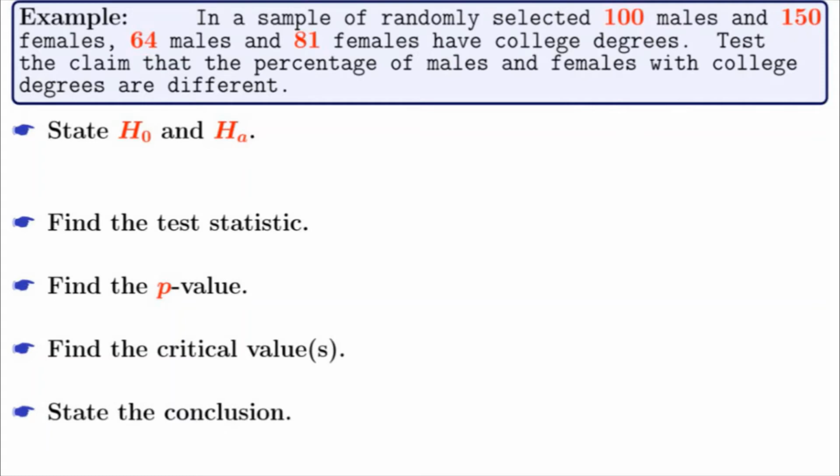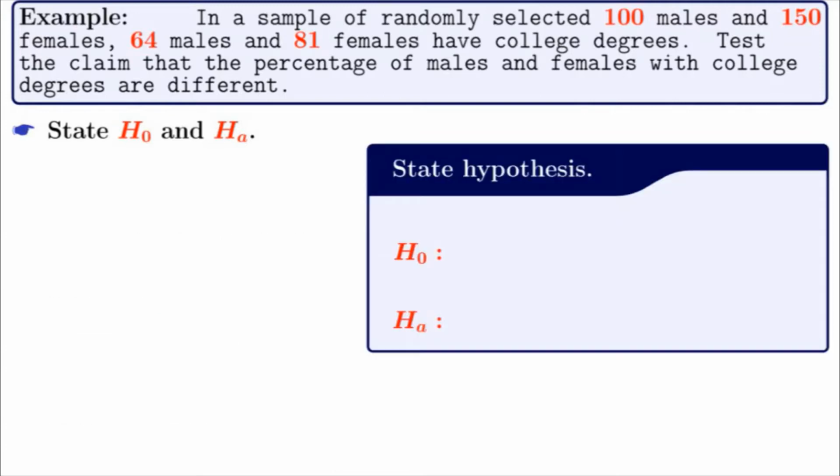In this video, we will work on this example. In a sample of randomly selected 100 males and 150 females, 64 males and 81 females have college degrees. Test the claim that the percentage of males and females with college degrees are different.